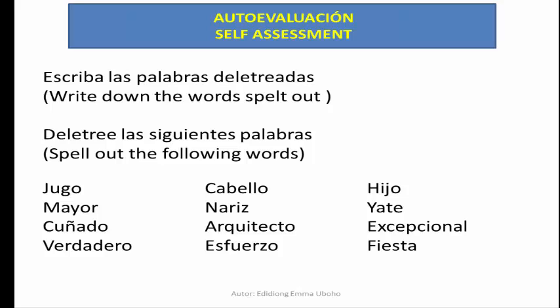Self-assessment. Escriba las palabras deletreadas. Write down the spelled out words. Okay, I will spell them out. Deletre las siguientes palabras. Spell out the following words: jugo, mayor.